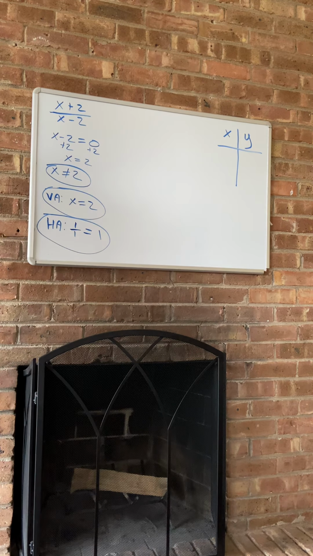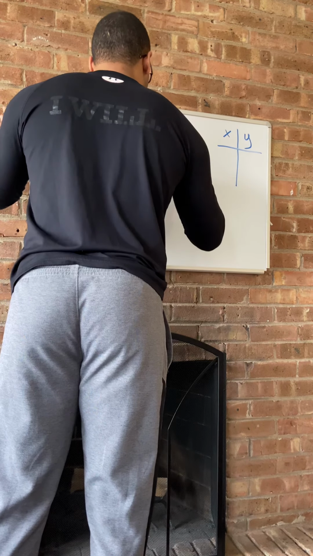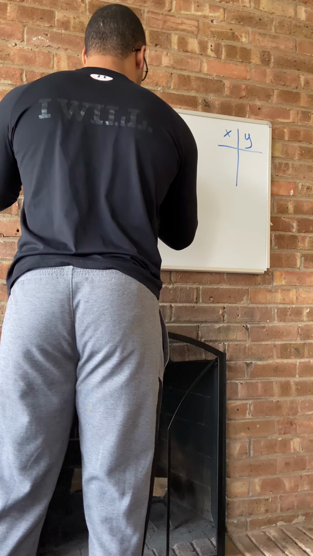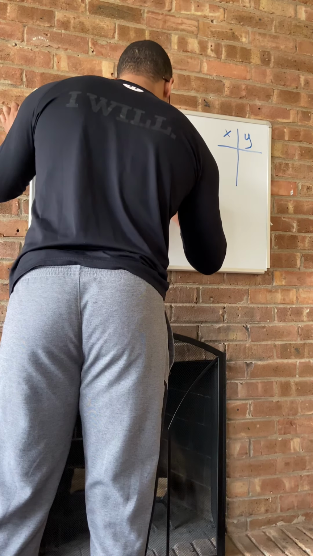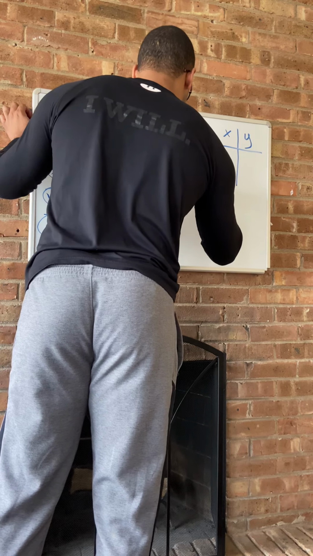The last step is to graph this out. So I wish I had more colors in the marker so I can show the asymptotes in different colors. But since I am at home, I do not have that.